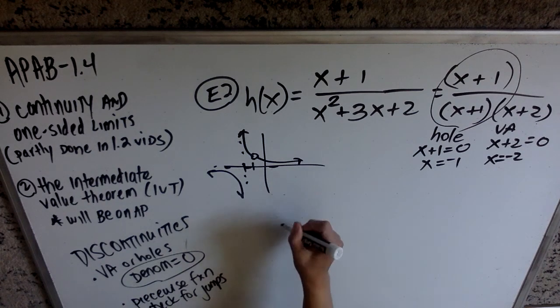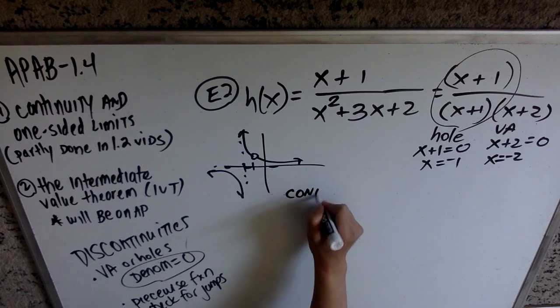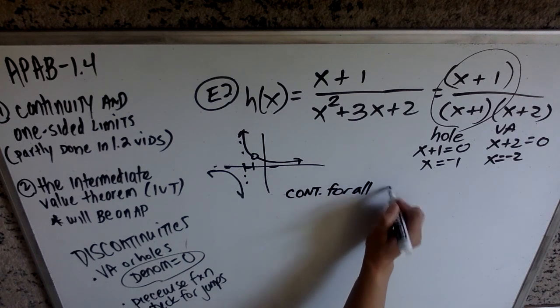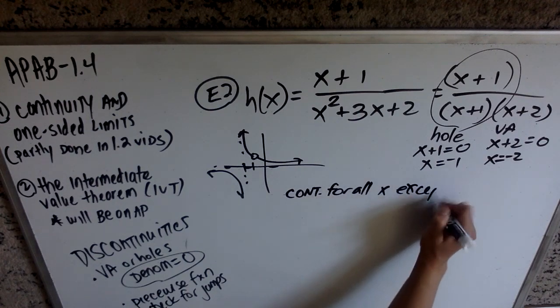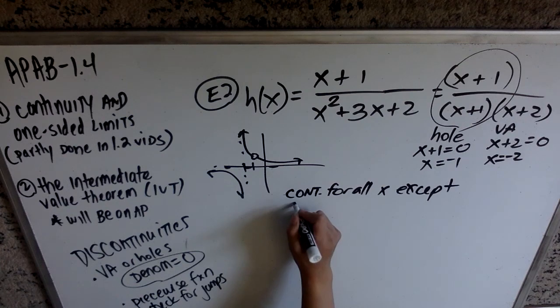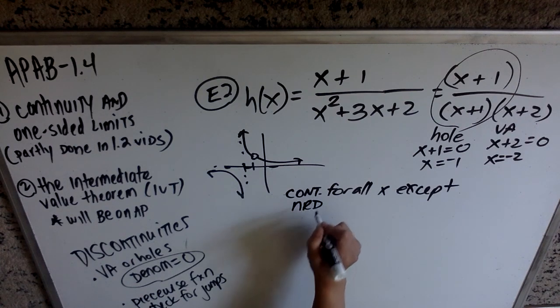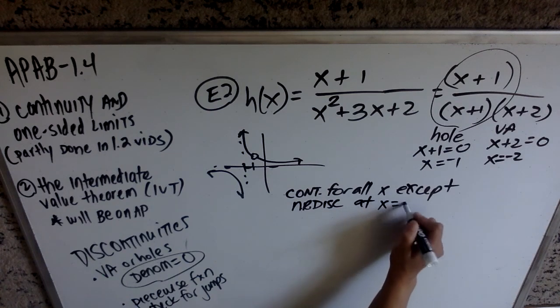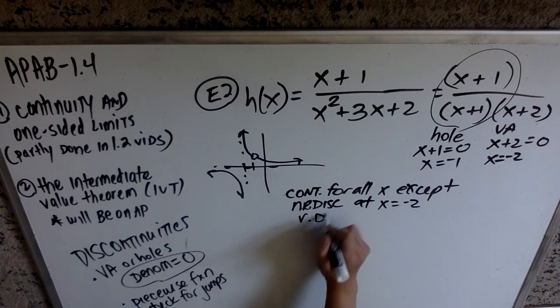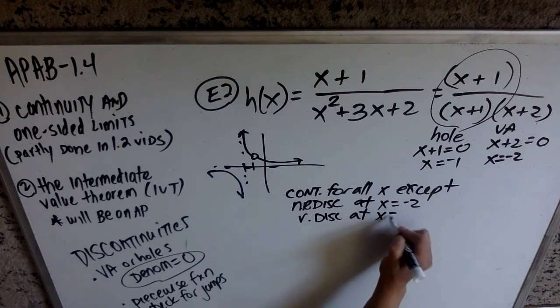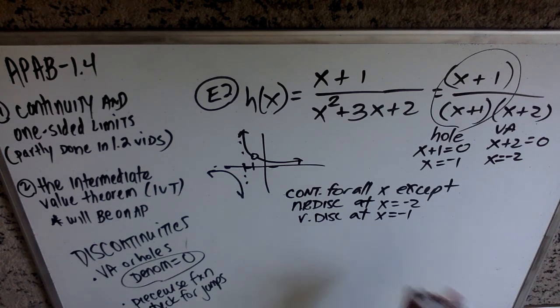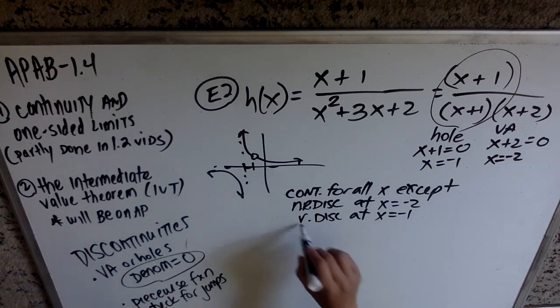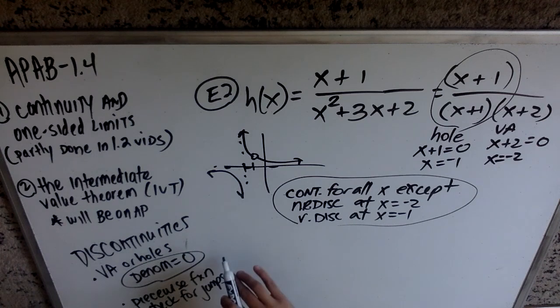If I were describing this continuity, I would say something like continuous for all x except, that's not how you spell that word, there is a non-removable discontinuity. I'm just going to be lazy and write non-removable discontinuity at x equals -2, and there is a removable discontinuity at x equals -1. Now, if I were doing this on an exam, I would write the words out. I'm just being a little bit lazy here because I have a short amount of space. So if I'm describing the continuity, this is my continuity.